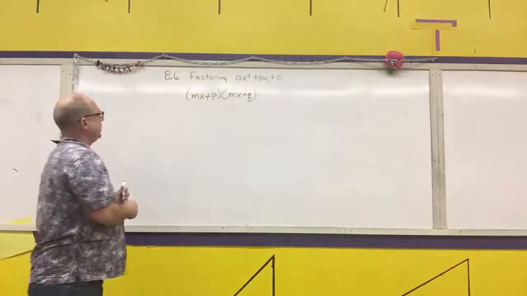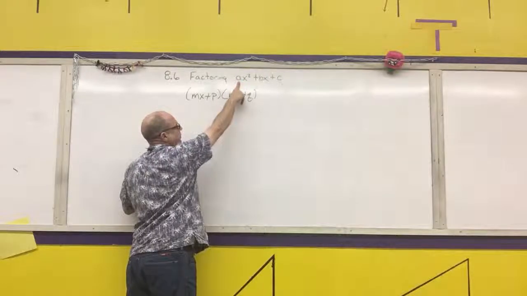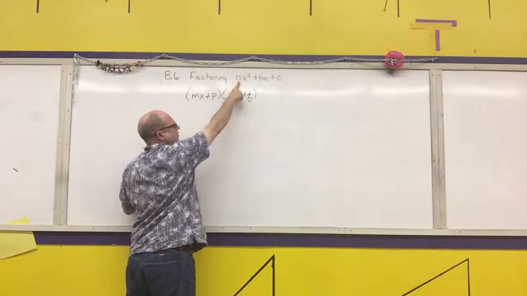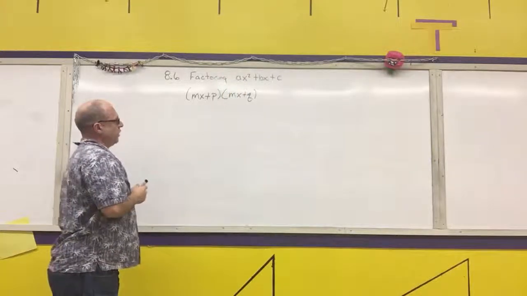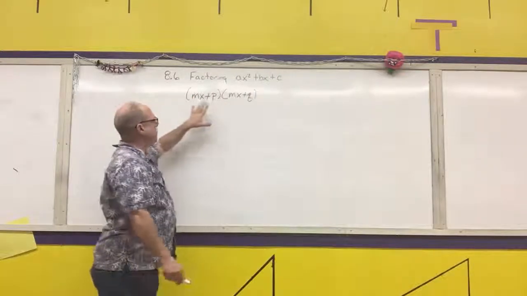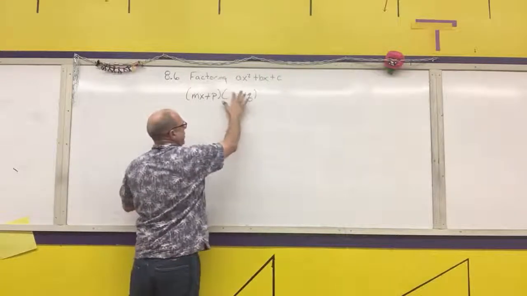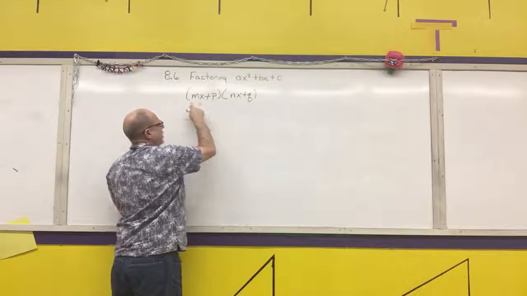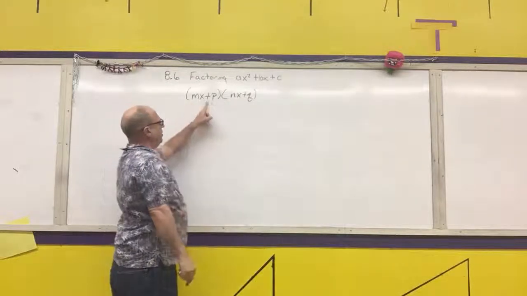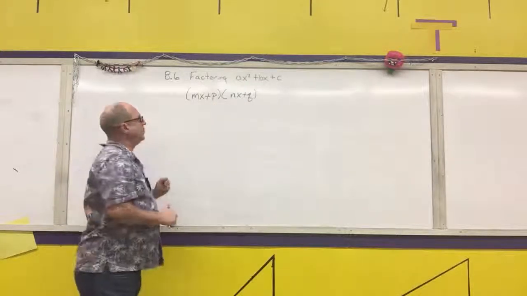In section 8.6, we're going to learn how to factor quadratics that have a leading coefficient. So in 8.5, it just had an x squared. In 8.6, there's going to be a number in front of the x squared. Just like in 8.5, I'm going to motivate how we're going to come up with our answer by multiplying two linear binomials together. They are going to be mx plus p times nx plus q, where m, p, n, and q can be, but not necessarily, different numbers.